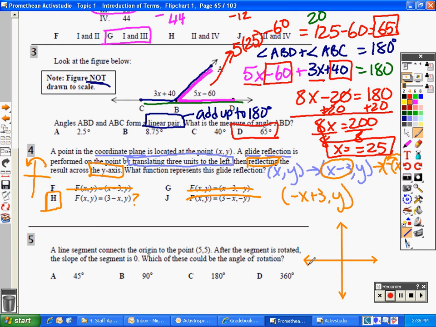And we have a point on this graph at (5, 5). It's a point right up here. And there's a line segment, we're told, that connects this point to the origin. So here's our line segment. Okay, after the segment is rotated, the slope of the segment is 0.